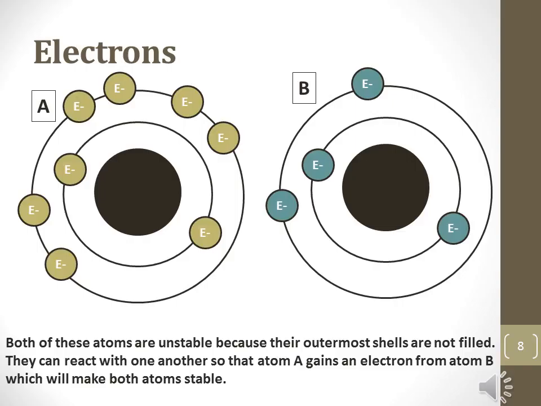If two unstable atoms come into contact with each other, they may be able to react with one another or bond together to fill their outermost electron shell. The atom on the left needs two electrons, while the atom on the right can give two electrons. Both of these actions will result in a full outer shell of electrons.